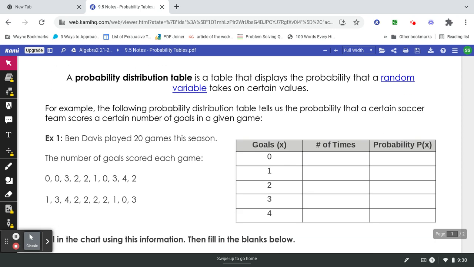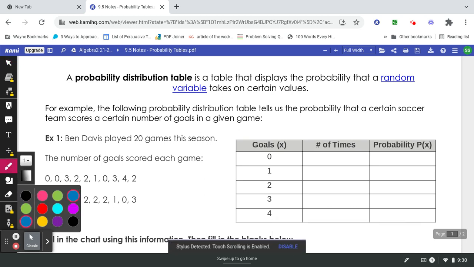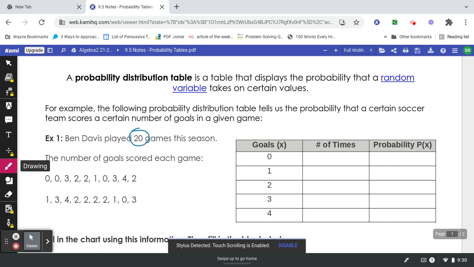So, the first thing we're going to do is read through this sentence. For example, the following probability distribution table tells us the probability that a certain soccer team scores a certain number of goals in a given game. So, Ben Davis played 20 games, so we'll need that as our total. I'm just going to circle that. And then they actually give us the number of the goals. So we're going to fill in this table first, right here, the number of times these goals happen.